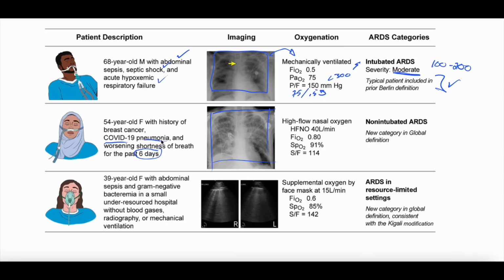Well, what do we have? We have an acute event, COVID pneumonia. It's within 7 days, right? It's within 6 days, for the past 6 days. They have chest imaging with bilateral infiltrates that are not explained by cardiogenic pulmonary edema. And they're on high-flow nasal cannula, right?